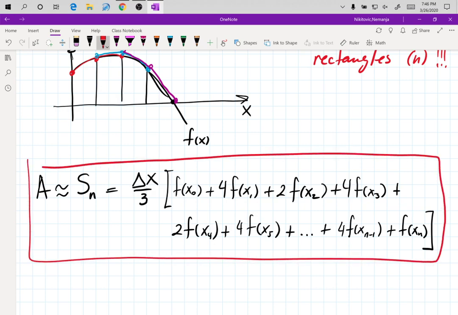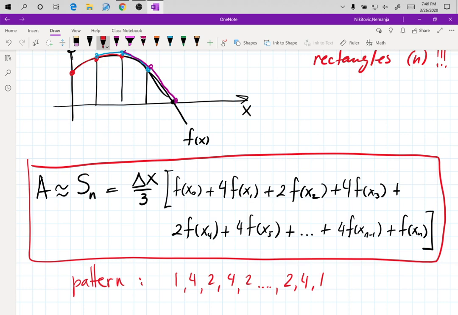I hope you picked up the pattern. 1, 4, 2, 4, 2, 4, 1. So you keep alternating 4 and 2 in the middle, and it must end in 2, 4, 1. This is why you must have an even number, because it always has to go 1, 4, 2, and it has to end with 2, 4, 1.